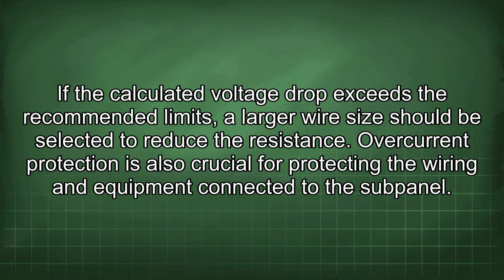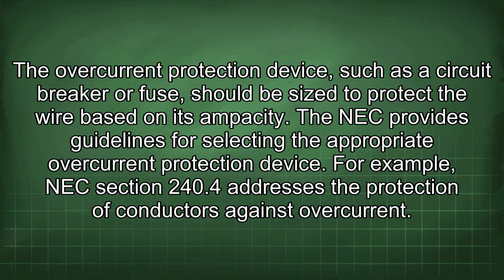Overcurrent protection is also crucial for protecting the wiring and equipment connected to the subpanel. The overcurrent protection device, such as a circuit breaker or fuse, should be sized to protect the wire based on its ampacity. The NEC provides guidelines for selecting the appropriate overcurrent protection device. For example, NEC Section 240.4 addresses the protection of conductors against overcurrent.